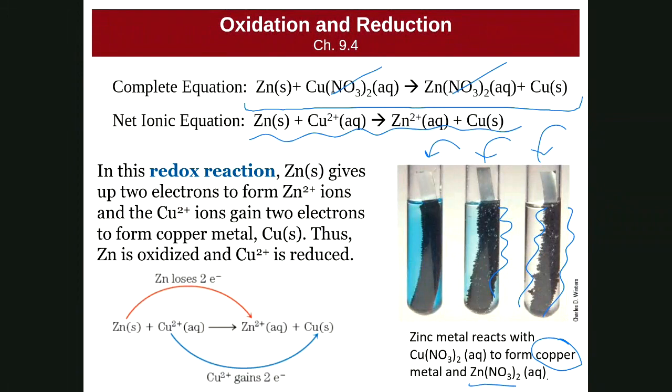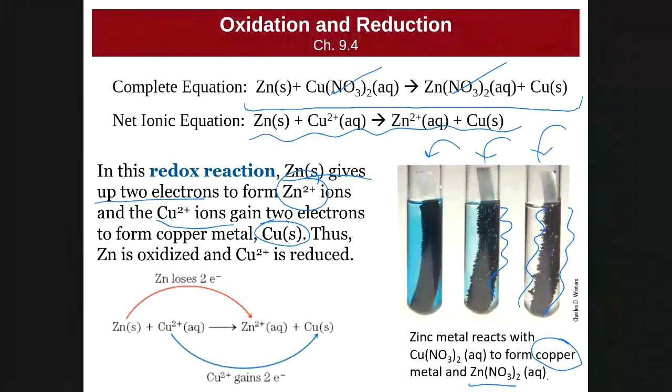So in this redox reaction, zinc is giving up 2 of its electrons to form zinc 2+. So when we have a positive ion, that means we've lost electrons. We don't gain protons, we just lose electrons. And we have the zinc 2+ ion forming. The copper 2+ ions are gaining those 2 electrons from the zinc. When we gain electrons, the charge decreases because electrons are negatively charged. So we're going from copper 2+ to copper, which has no charge. It's a 0 charge. Thus, the zinc was oxidized and the copper 2+ ion was reduced. So oxidize is when we lose electrons and reduce is when we gain electrons.